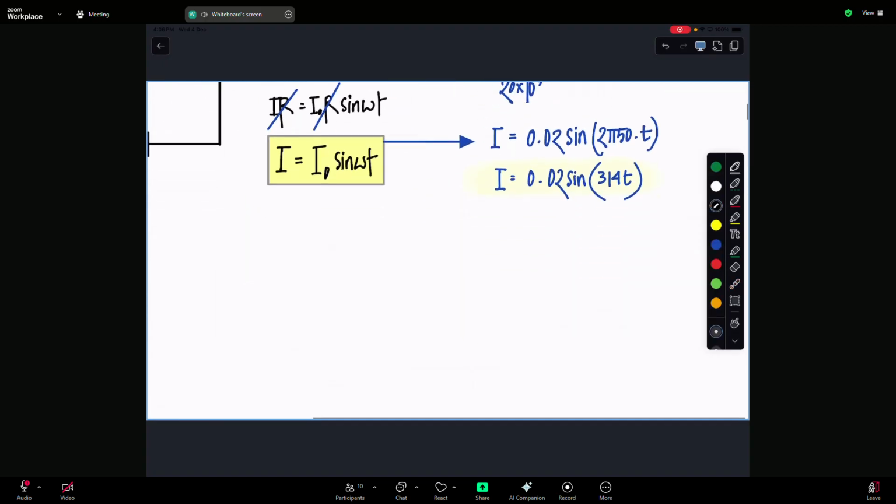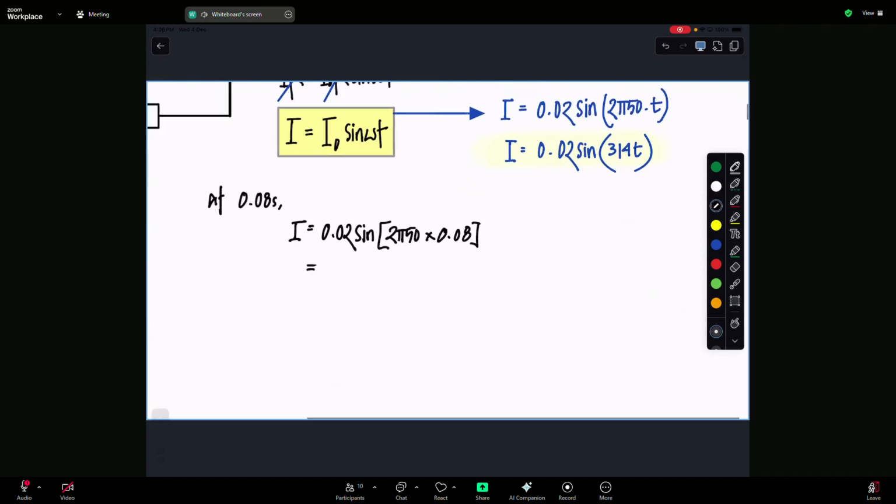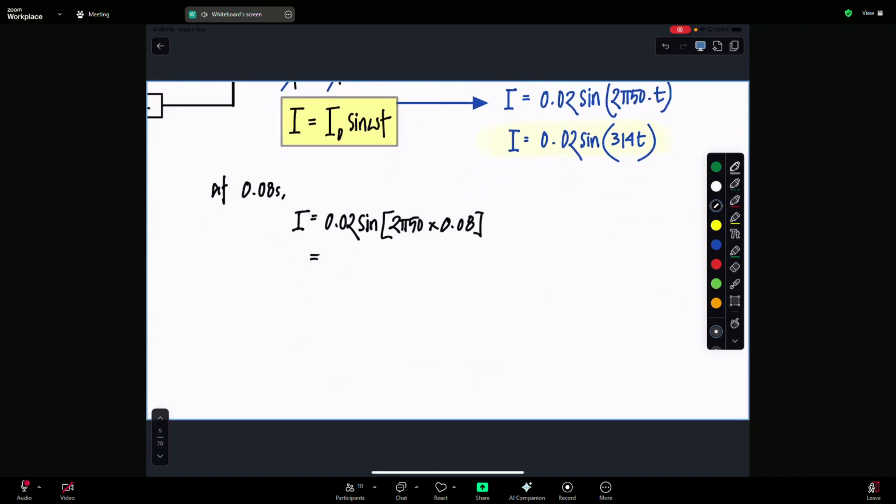So what I'll do is, at 0.08 seconds, I'll just use this. I equals 0.02 sine 2 pi 50 into 0.08. And once you put that in your calculator, what everyone told me, it's 0. It should be 0 if it's in radian mode.